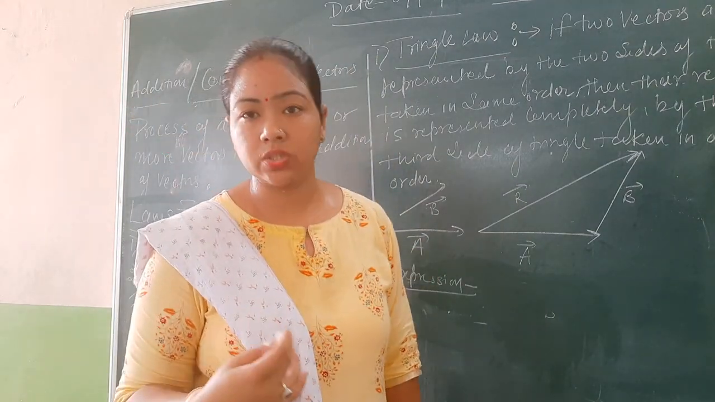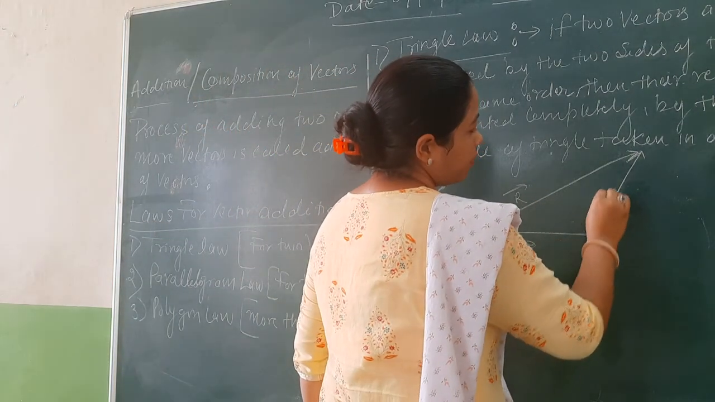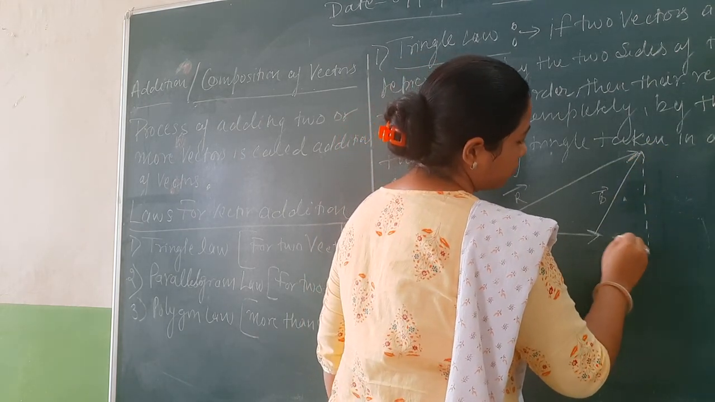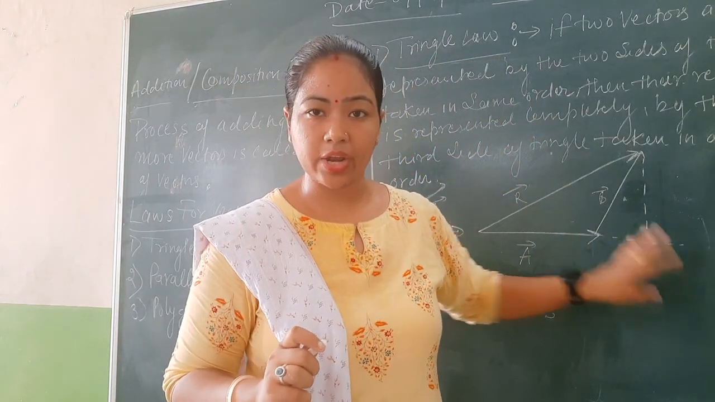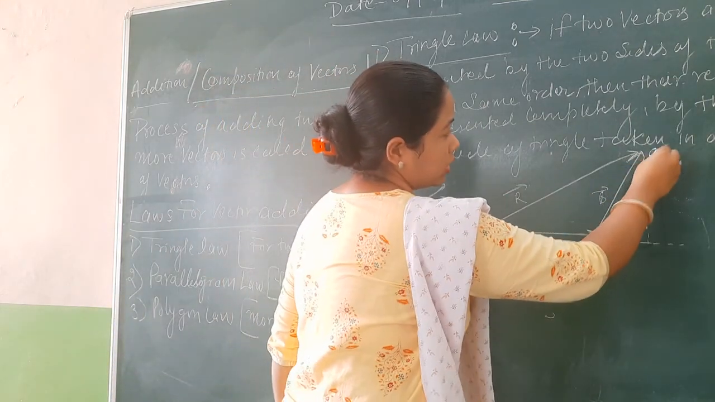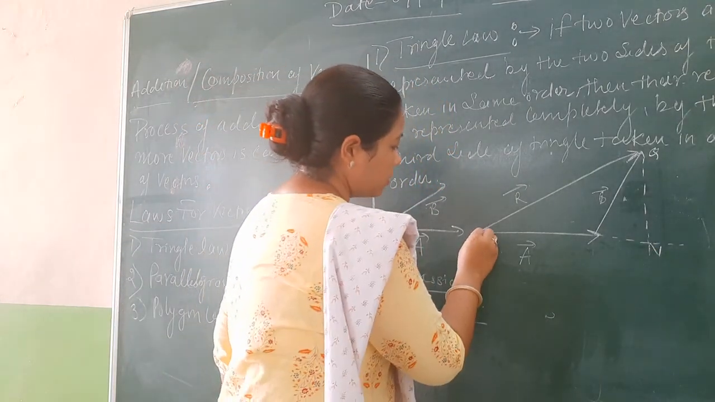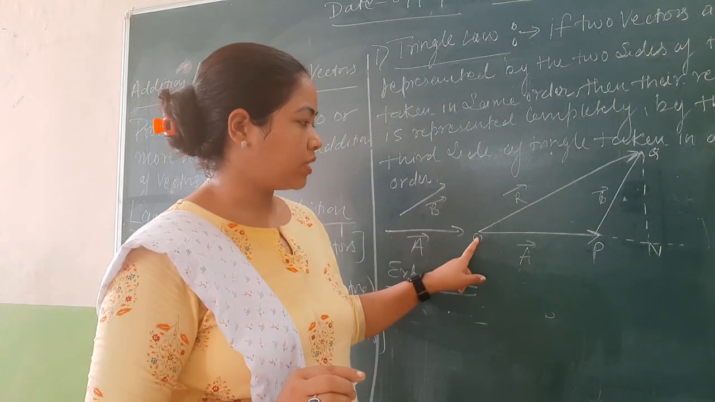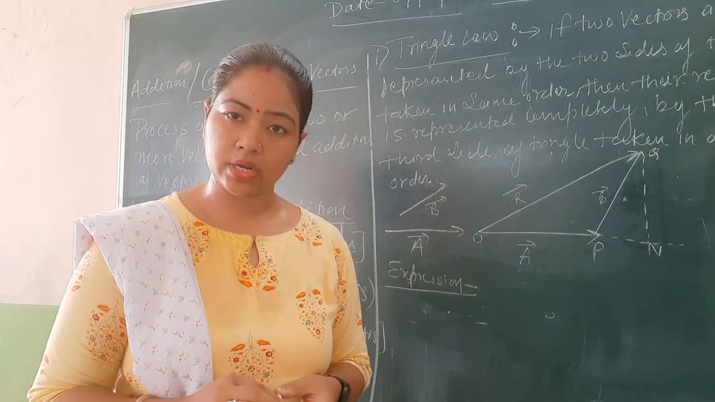Now what will you do? You will do some additional construction in the diagram. You will draw a perpendicular from the head of vector B, and you will extend the line of vector A, right? Now this point is taken as Q and this perpendicular is taken as N, and this is O and this is P. The points are O, P, Q, and this is the perpendicular N, right?